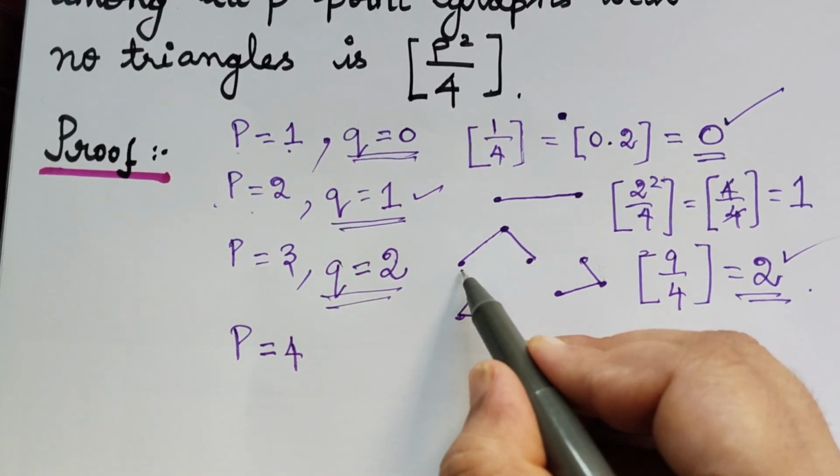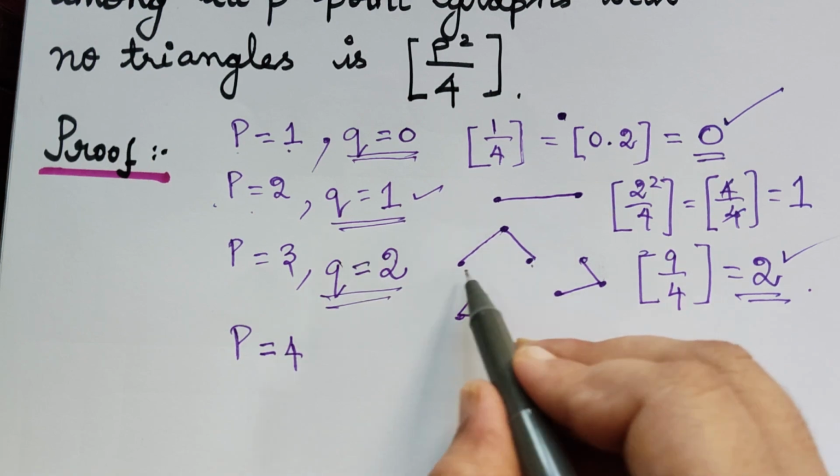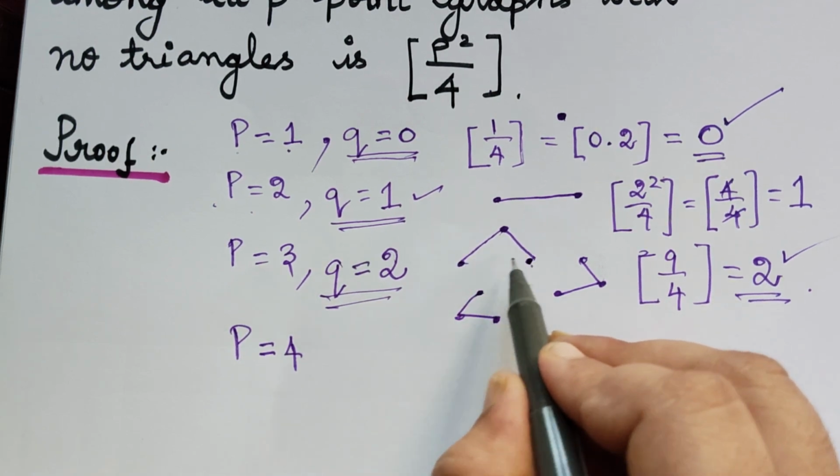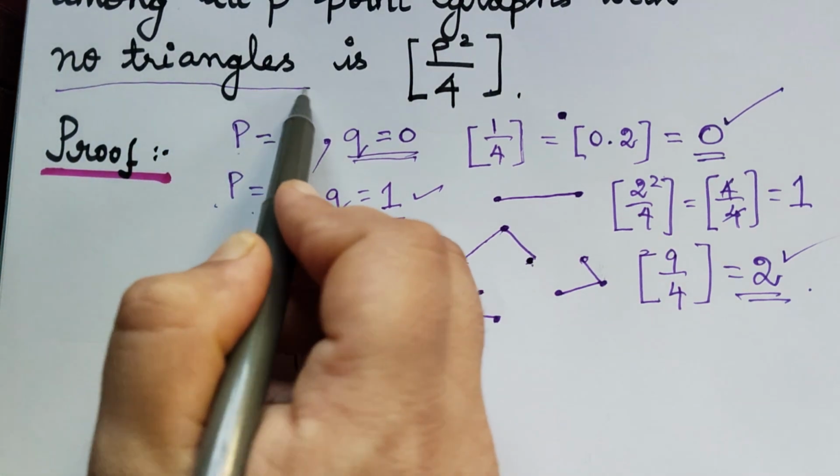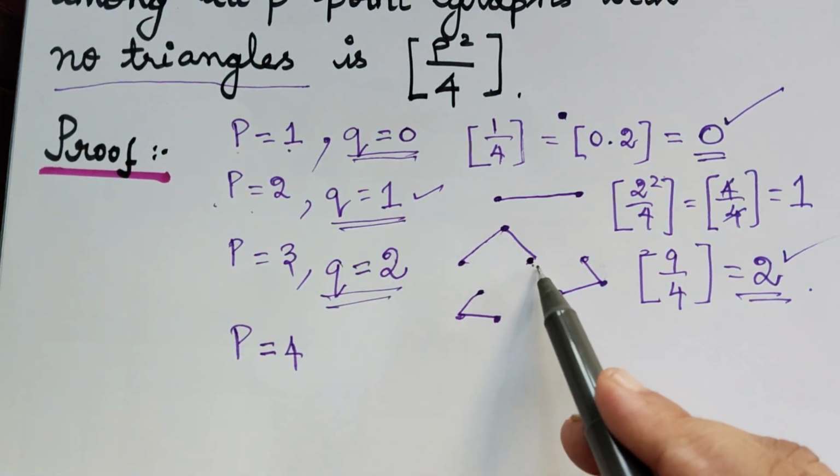And why did I consider these to be the maximum number of edges? If I draw another edge like this, it will become a triangle, but there should be no triangle. That is the condition that we have. So that's why we have drawn these many edges.